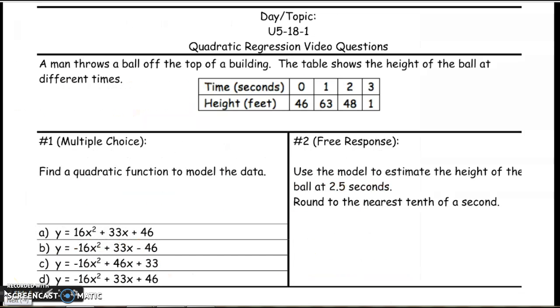Okay, now it's your turn to answer some video questions. A man throws a ball off the top of a building. The table shows the height of the ball at different times. So here are our x values, here are our y values. Find the quadratic function to model this data. Use the steps on your calculator reference sheet to find the quadratic regression that matches this set of data. Once you've done that, use the model to estimate the height of the ball at 2.5 seconds.